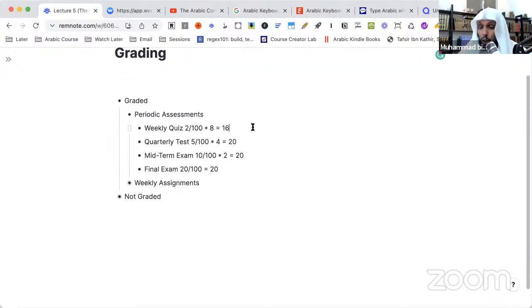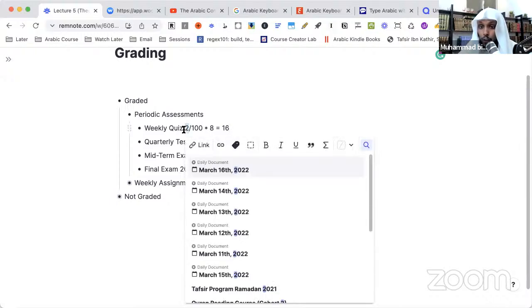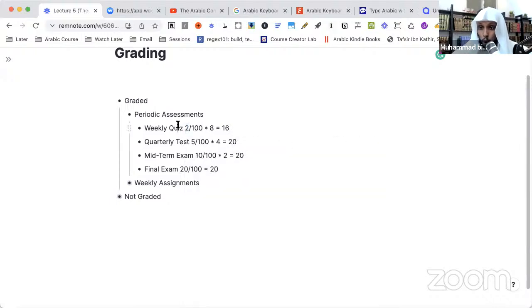Things like a weekly quiz. I was actually going to do this, but it's up in the air now. I don't want to overdo you. But I was going to post a weekly quick vocabulary quiz on some of the things that we've done, right? And that one would be like 2 out of 100 marks. Yes? I'm talking about the whole course, 2 out of 100. So if you have 8 weeks, that in total will be 16 marks.